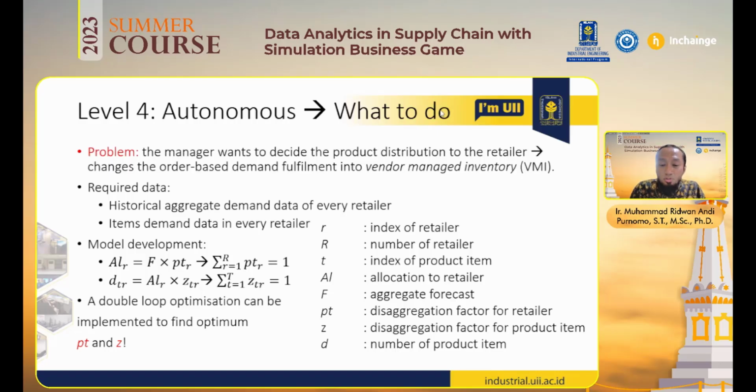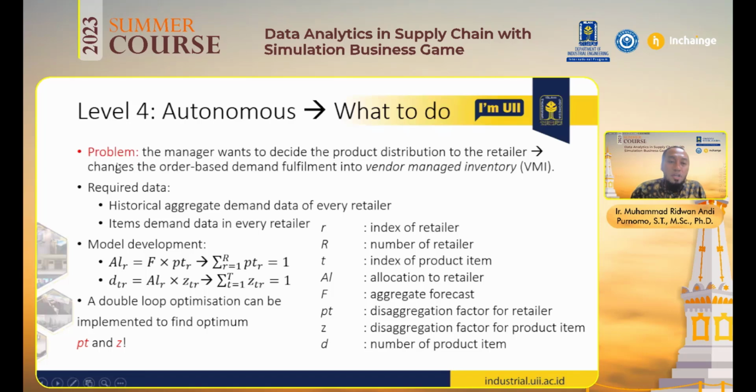But here we want to use an advanced technique of disaggregation, not only just the proportion of the demand like that. This is very simple. Yes, we can use it. We can use a simple technique like that, but sometimes it is not very accurate. Because we already try to increase the accuracy of the demand prediction, why not try to use an advanced technique to do disaggregation in order to determine the proportion of the product distribution to every retailer.